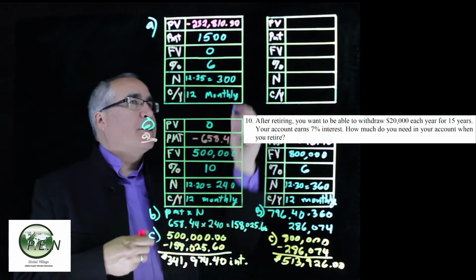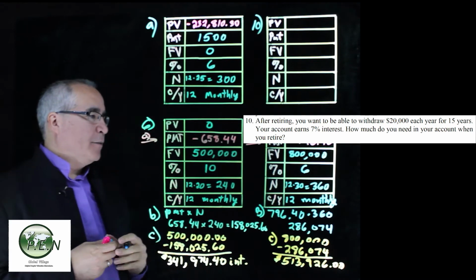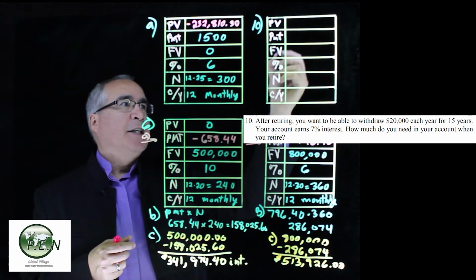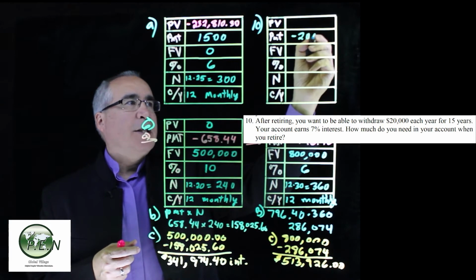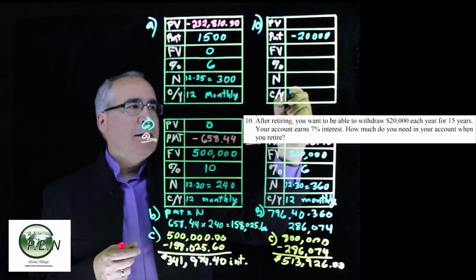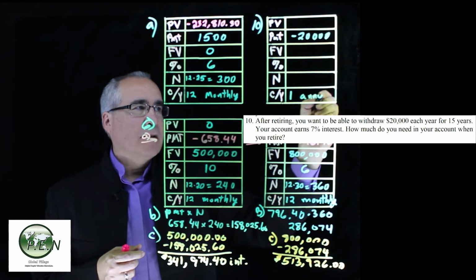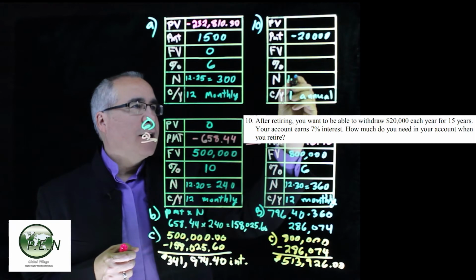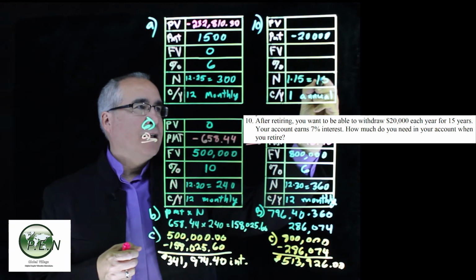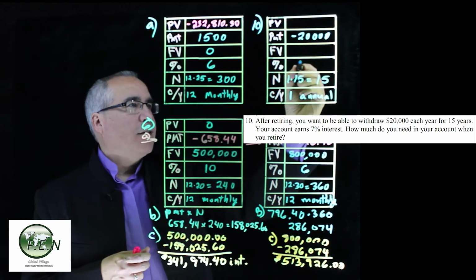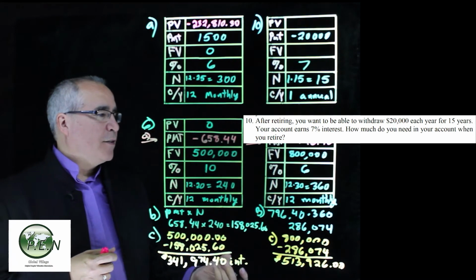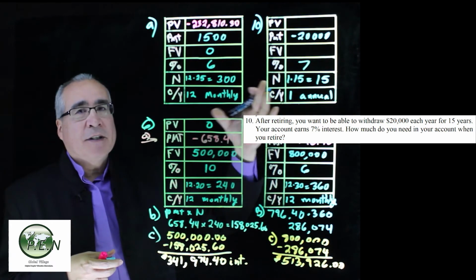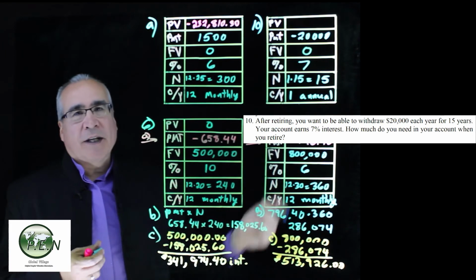Okay. So number 10, while we're at it, after retiring this time, we want to be able to withdraw $20,000 each year for 15 years. So we want a payment of $20,000, but we want to do that yearly or annually. So that'll change this value here. We want to do it for 15 years, so 1 times 15. So our number of periods is going to be simply 15. In this case, we have 7% interest. And again, it doesn't state it, but the idea is that as it's set up, we just run out of money. At the end of 15 years, it's all gone. So that's why we put a future value of 0.